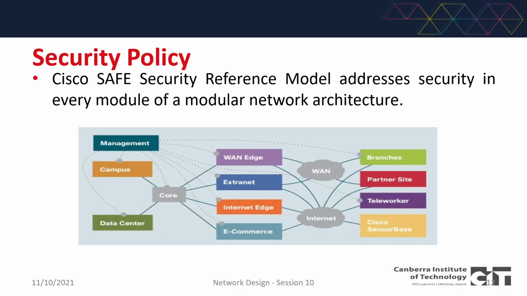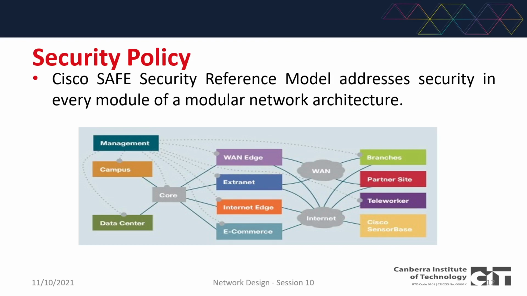There is something called the Cisco Safe Security Reference Model. It addresses security in every module of a modular network architecture. Now, we discussed the defense in depth model. So we basically need to make sure we protect many layers in our network to make sure our systems are as secure as possible. Now, we can start designing our security policy, or even evaluating a security policy, based on the Cisco Safe Security Reference Model. It will tell us what things we need to be aware of, and the places in our network where we need to take security measures to make them protected.